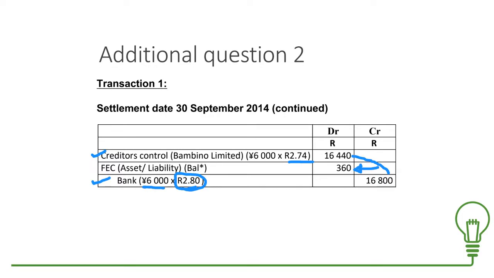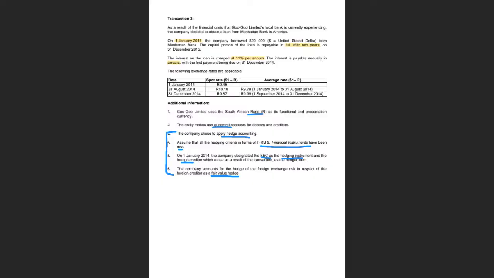Now, very briefly, I know that we're almost out of time. Very briefly, I just want to look at example 2. Transaction 2, like I said, there's no FEC here. So it's going to be very similar to something like what we would have done in the past.